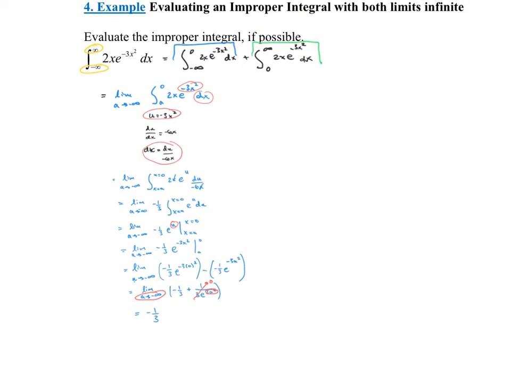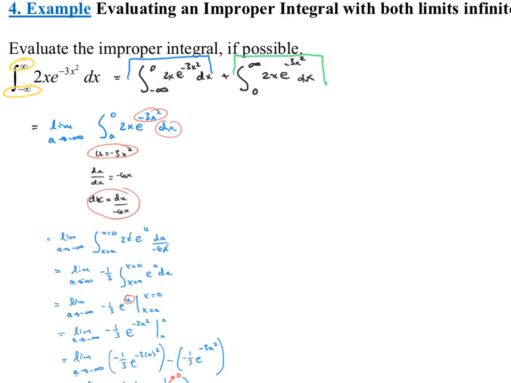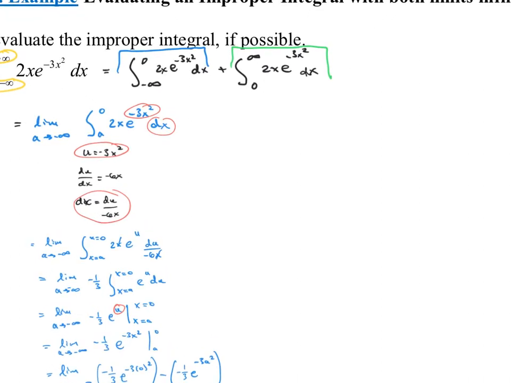We only did the blue part. So now we need to go in and do the green part. Let's go in and do the green part. So the green part is the integral from 0 to infinity of 2x e to the negative 3x squared. So we're going to replace that infinite limit with a letter. So this is going to be the limit as b approaches infinity of the integral from 0 to b of 2x e to the negative 3x squared dx.